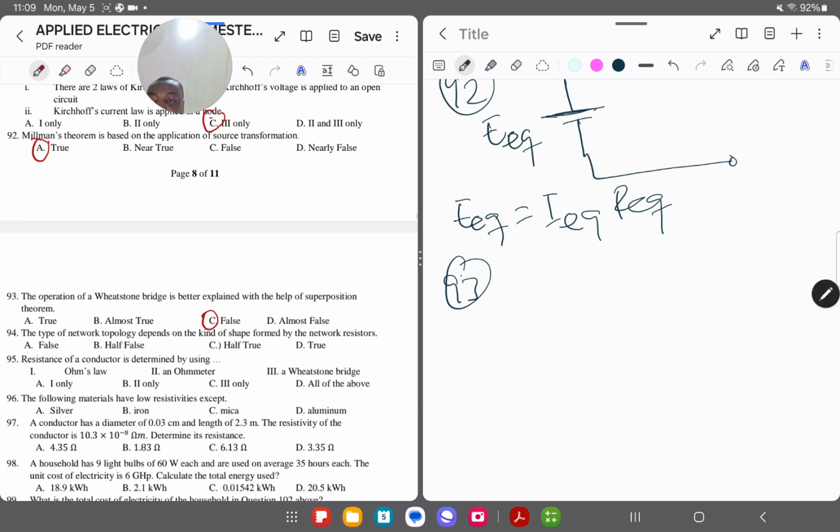94. The type of network topology depends on the kind of shape formed by the network resistors. So here it is talking about network configuration, or network transformation. For example, when we have delta, right, or we can also have a Y network.